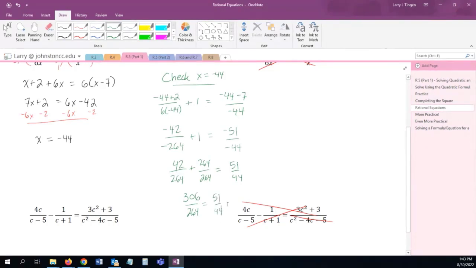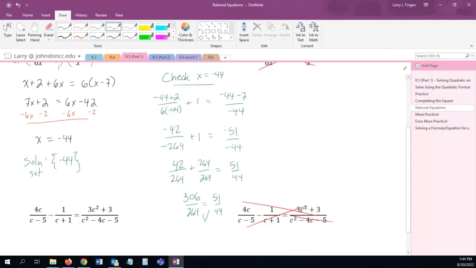Plug them into the calculator, and you're going to find out that 306 divided by 264 is 1.1590909090, repeating. And on the right, 51 divided by 44 is the exact same thing. You can also reduce 306 and 264 down to something over 44, but that checks. So my solution set contains just negative 44. So even though we've been dealing with quadratics at the beginning of R5, this one came out linear. I only have one solution. That's absolutely fine.